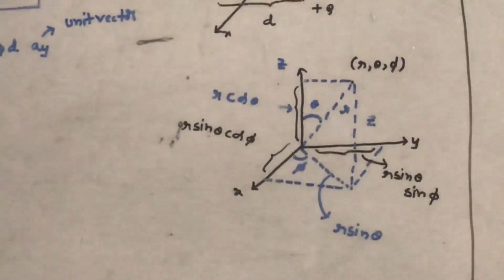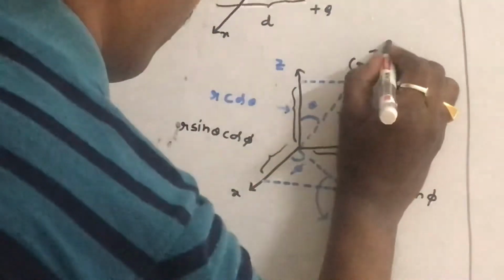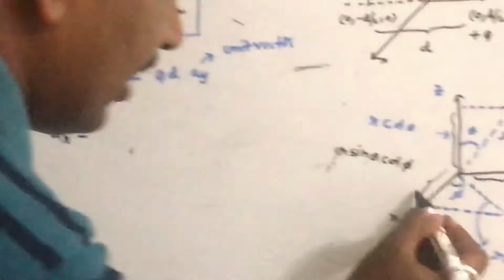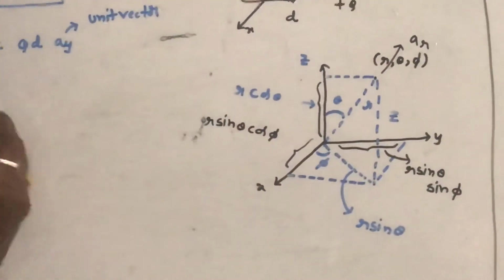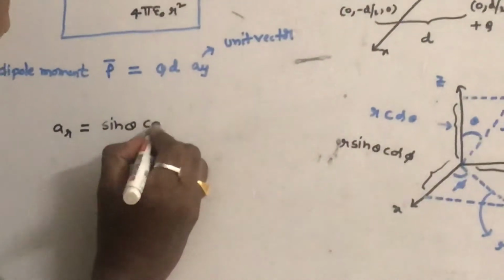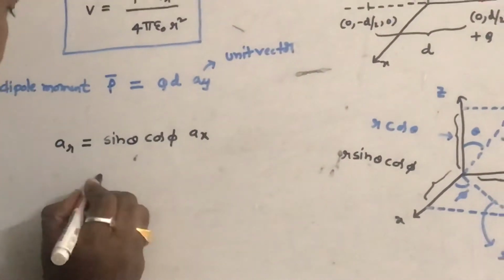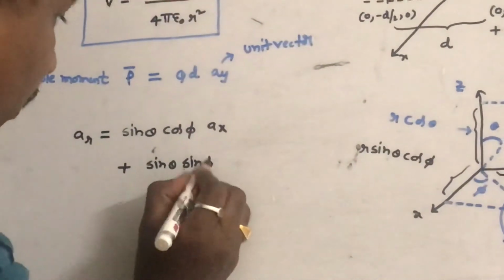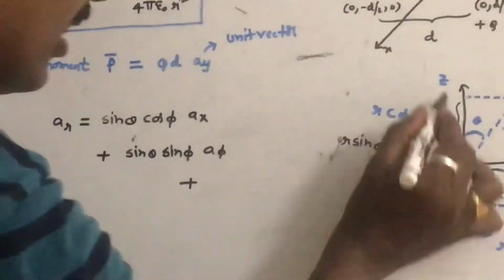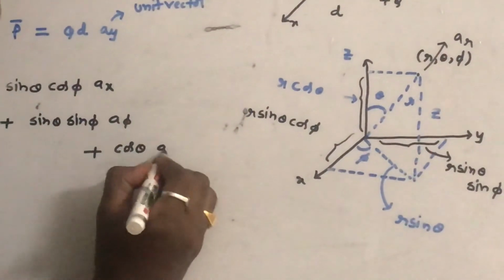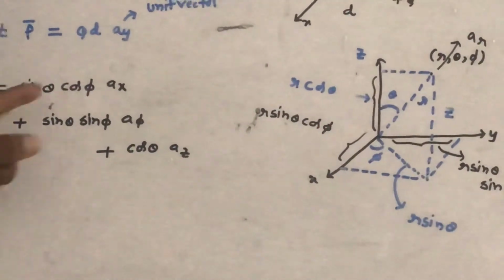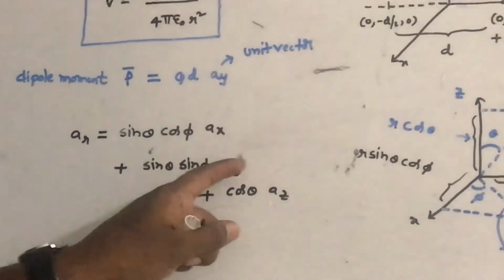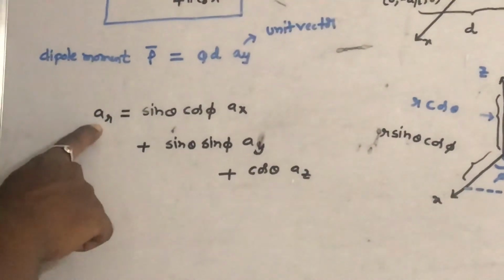So by using this, any radial vector, the unit vector a_r, is written in terms of unit vectors. What is the x dimension? sin theta cos phi into a_x, plus the y dimension, sin theta sin phi into a_y, plus the z dimension, cos theta into a_z. So this is how the unit vector a_r can be written in terms of a_x, a_y and a_z unit vectors.